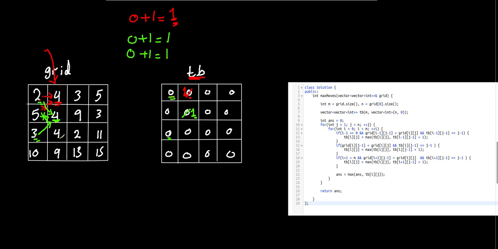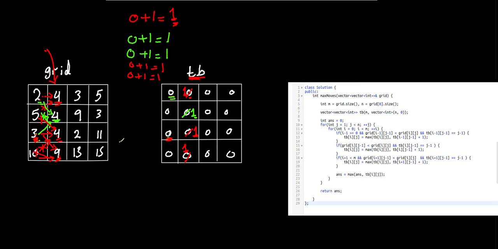Then we have 4. We can reach 4 from this cell, from this. This is greater, so this is an impossible path or move, and this is also greater. 3 to 4, what is the value at 3? It's 0. 0 plus 1 equals 1. 1 is greater than 0. The next cell is 9. We can reach 9 from this cell or from this, but this is greater. So from 3 to 9, what is the value at 3? It's 0. 0 plus 1 move equals 1, which is greater than 0. So this is 1.